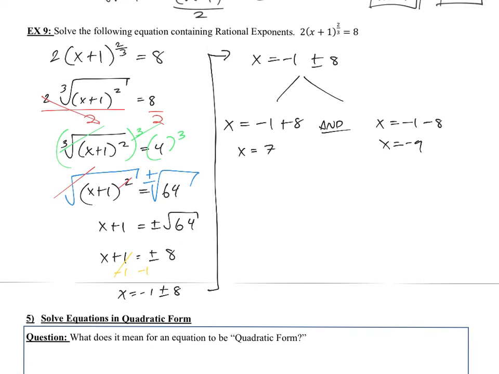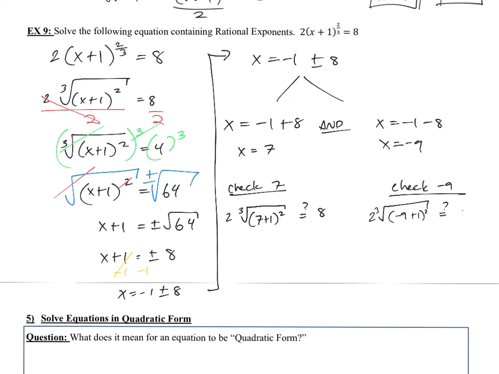But because our problem actually has a radical in it, a square root or a cube root actually, we need to check our answers. So let's check 7 and check -9. So checking 7. Well, that would be 2 times the cube root of (7 plus 1) squared. Does that equal 8? For checking -9, it would be 2 times the cube root of (-9 plus 1) squared. And we want to know if that equals 8. Pause the video and try to check these by yourself and see what you think the answers are.